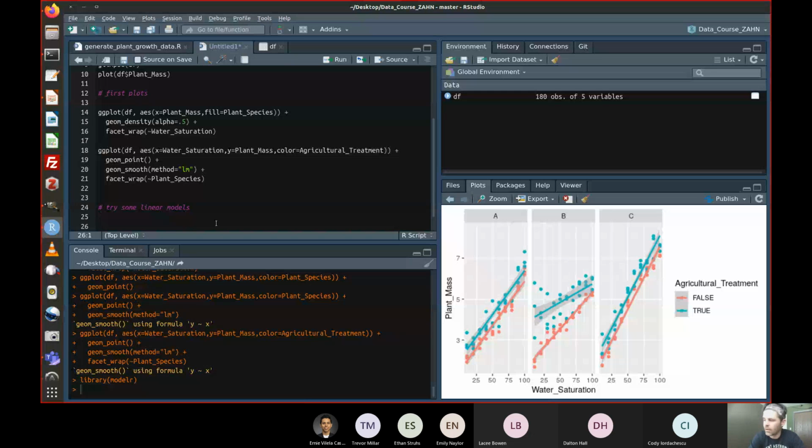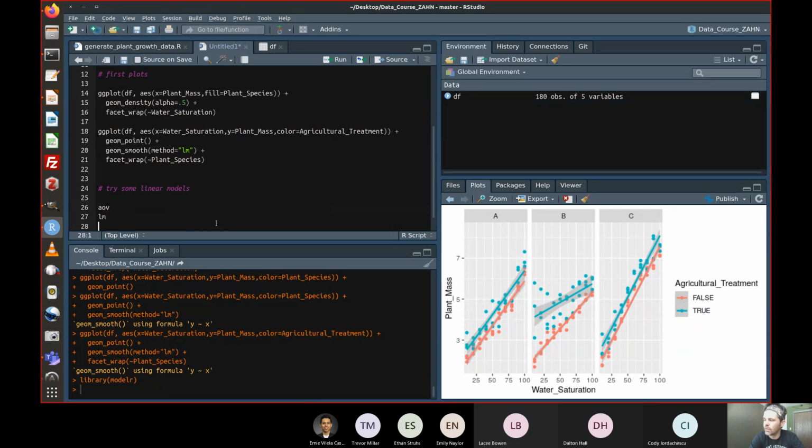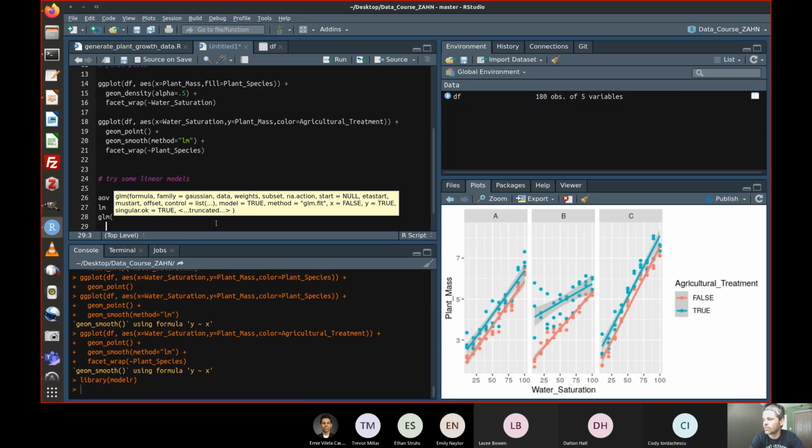Okay. So in R, there's a bunch of model families already built in. We've got analysis of variance. We've got simple linear models. We've got generalized linear models.